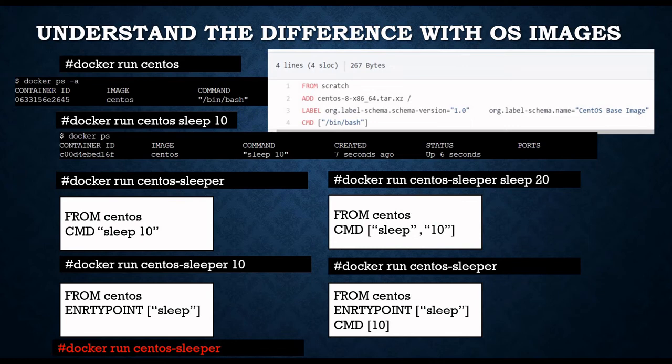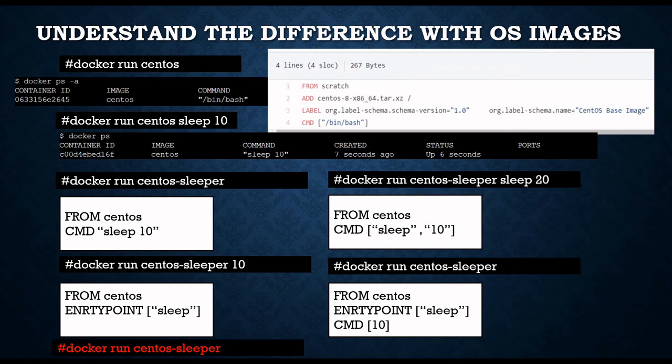But if you want to pass a parameter and sleep for 30 seconds or 40 seconds, you just need to pass docker run centos-sleeper 30. That time only the CMD parameter will be overridden, and for that we don't need to pass the sleep command once again.